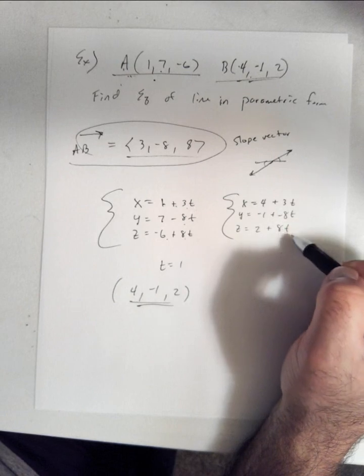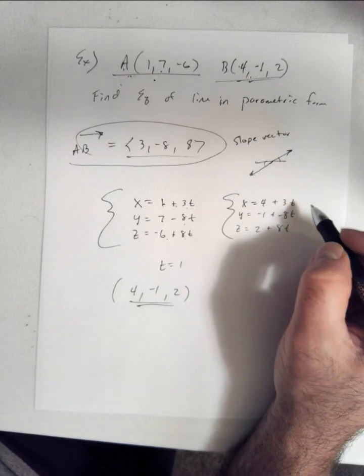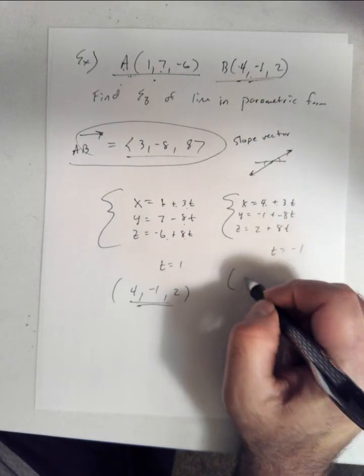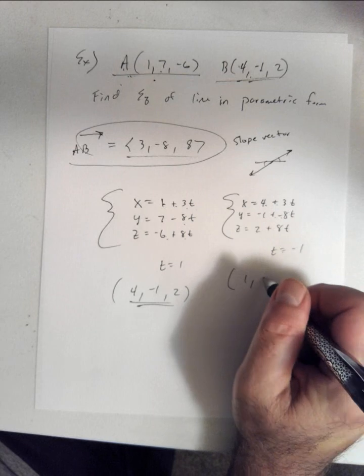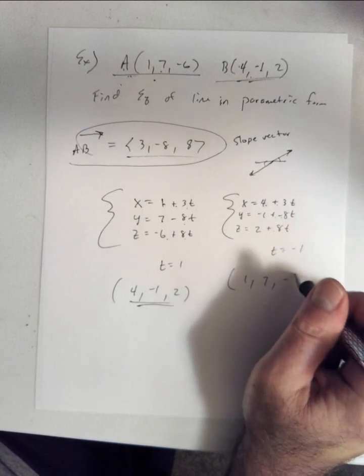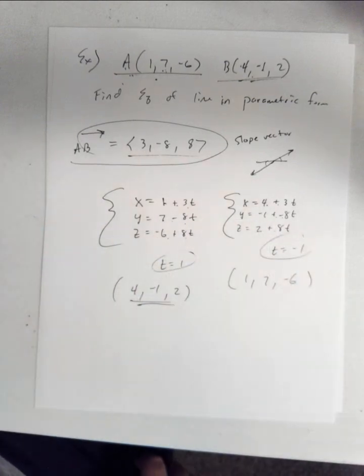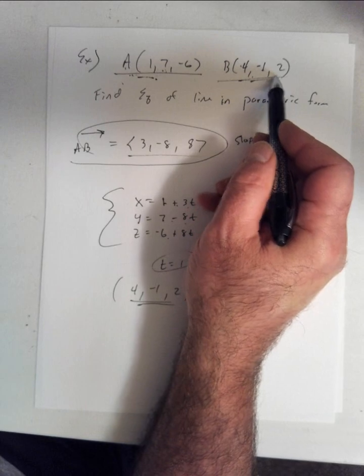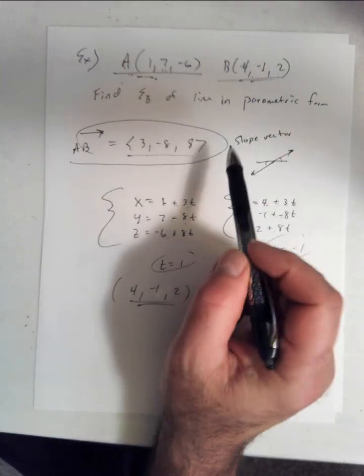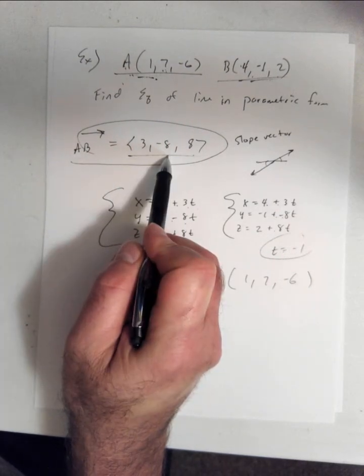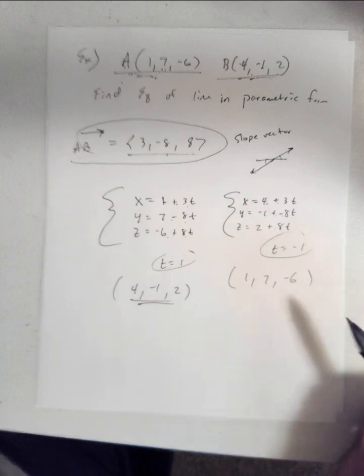Here, if I said t was negative 1, what do I get? 4 minus 3, negative 1 plus 8, and 2 minus 8. That point, right? So there are ways to make these obviously both work. In all cases, you're going to get the same equation. So again, if you're just given 2 points, you need to find the slope vector by using one of these 2 points as an initial point, translate it to the origin to get the slope vector in standard position, and then just pick one of the 2 points and put it in your parametric form.